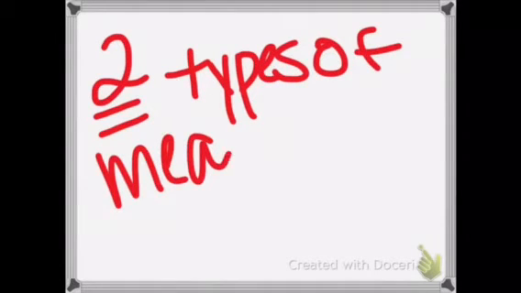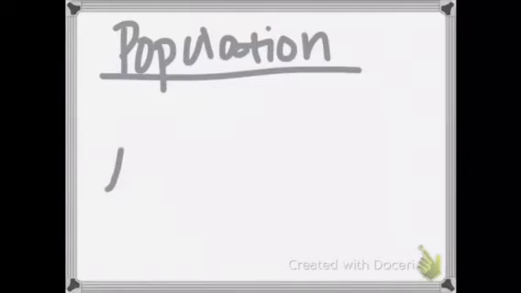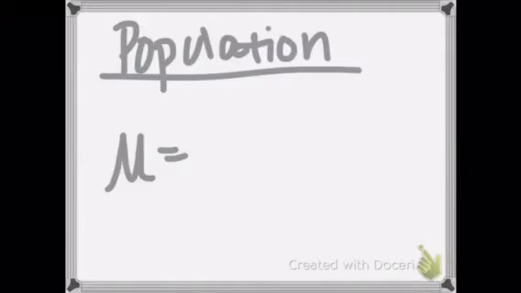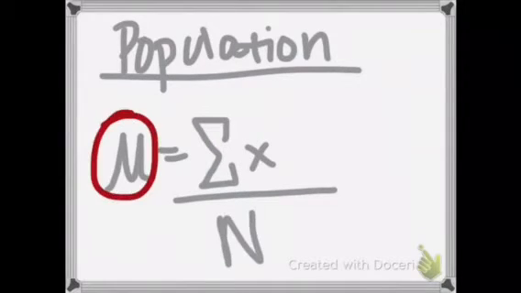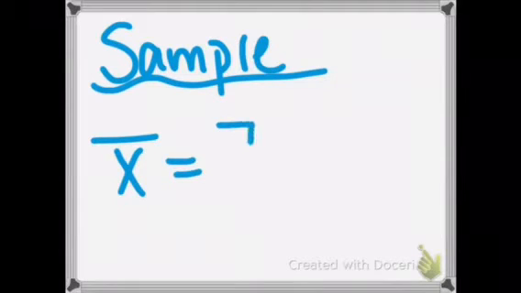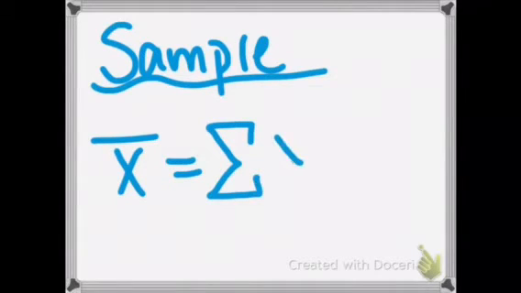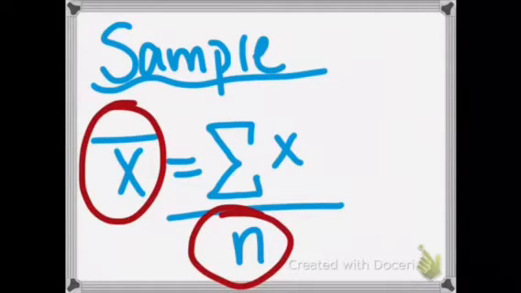There are two types of mean, population mean and sample mean. Population mean is nothing but the average of the entire group. The lowercase Greek letter mu in the formula represents the population mean. The uppercase N represents the number of entries in a population. The sample mean implies that the mean of the sample is derived from the whole population randomly. The x-bar represents the sample mean, and the lowercase n represents the number of entries in a sample.